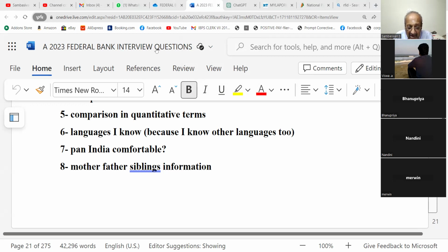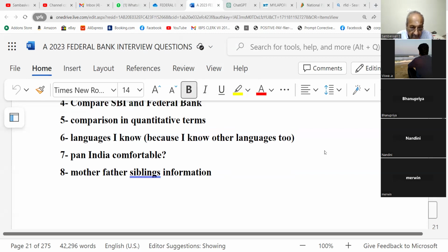Now, Marvin, are you comfortable with Pan India posting? Yes, sir. It's not at all an issue for me. How do you say so? Yes, sir. Because I love to explore and to secure a job in a bank is my dream. So it's not at all an issue for me. Good. Very good.